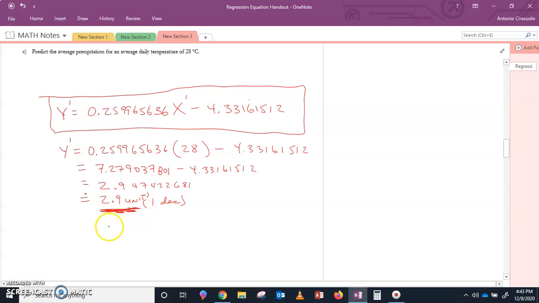Now, with that said, in the next video, I'm going to show you how we can do all of this using our calculator. But I think it's important that we know how to interpret the formulas and how to piece together all the different parts. With that said, I'll see you on the next video.